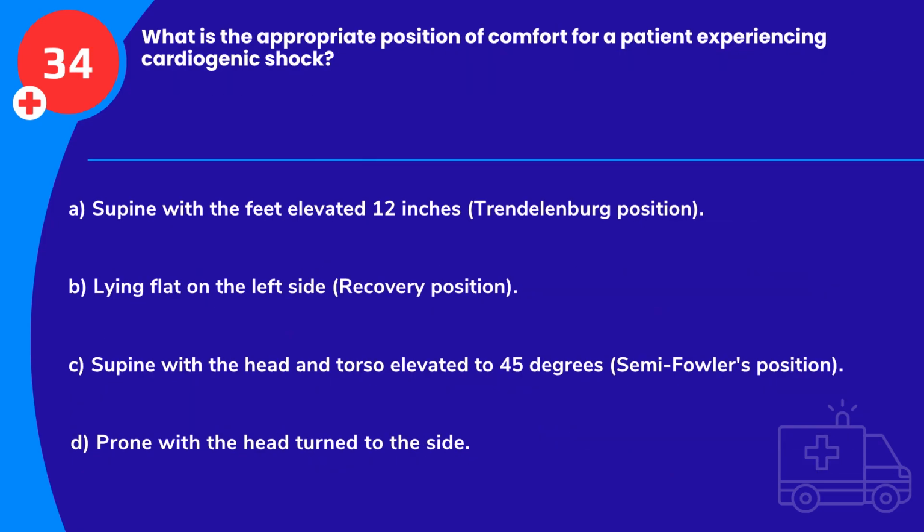Question 34. What is the appropriate position of comfort for a patient experiencing cardiogenic shock? A. Supine with the feet elevated 12 inches, Trendelenburg position. B. Lying flat on the left side, recovery position. C. Supine with the head and torso elevated to 45 degrees, semi-Fowler's position. D. Prone with the head turned to the side.